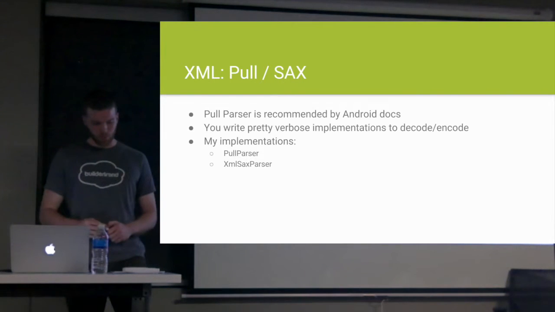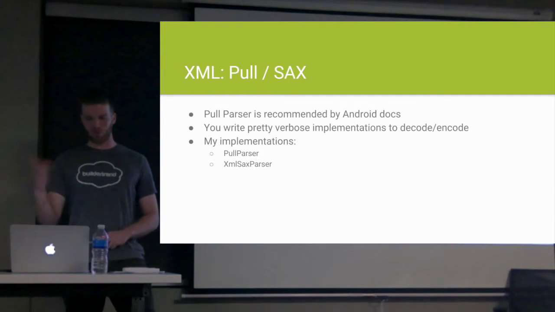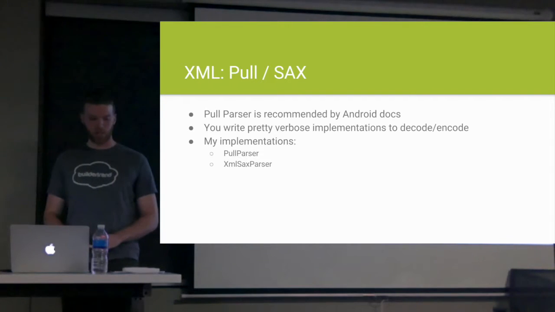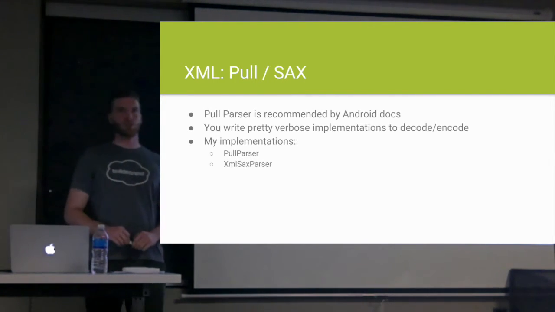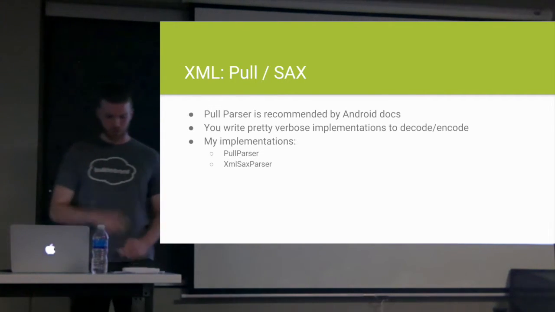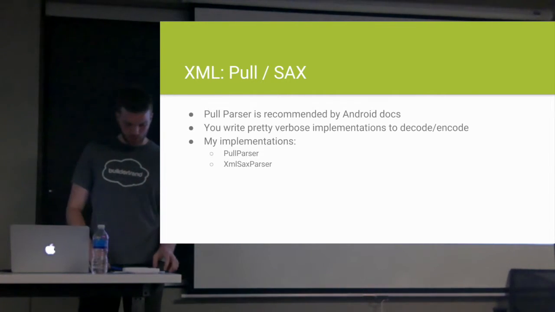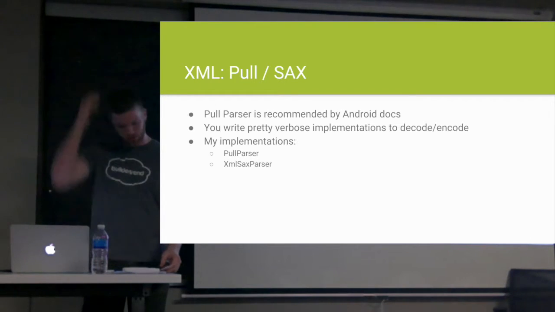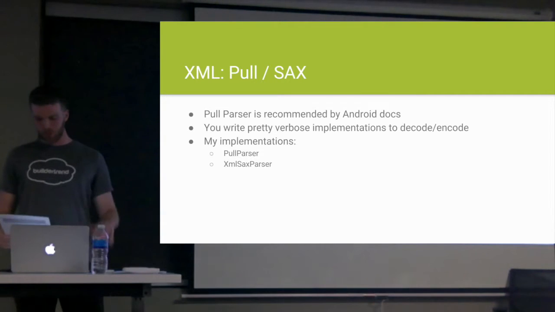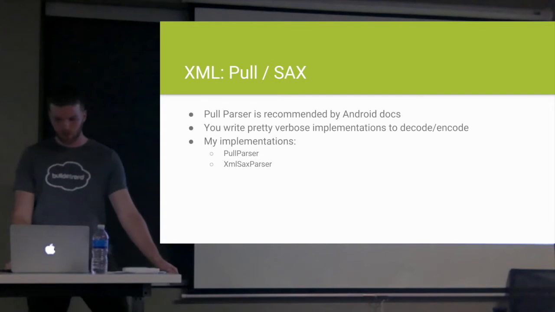The pull parser has a way to decode XML into your objects, and you can encode it back to XML, but the SAX library, I don't think it had any way to encode data back to XML, as far as I can tell. So anyway, I have implementations of those in the pull parser class and the XML SAX parser classes. Those implementations were about 200 lines for the pull parser and about 100 for the decoding with the SAX parser. So that's XML.